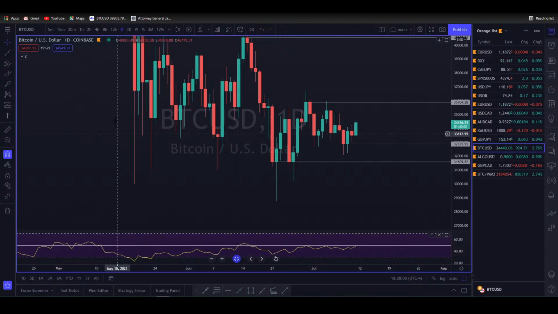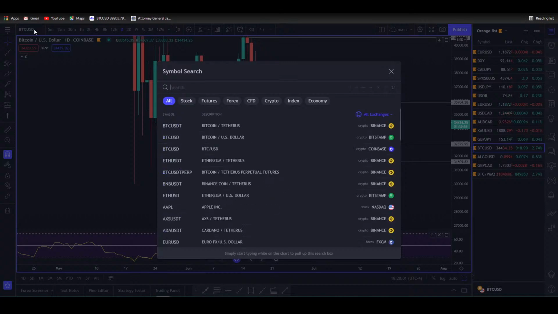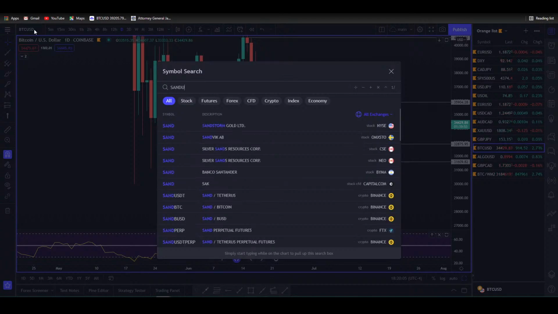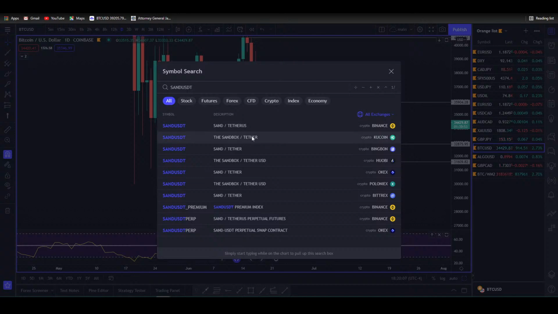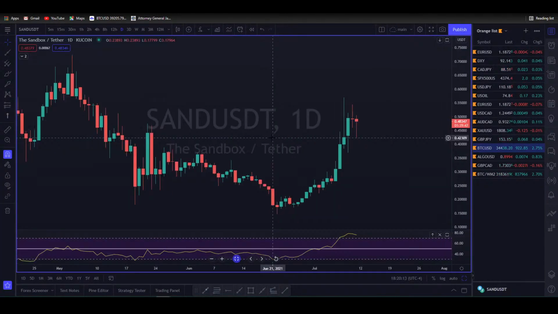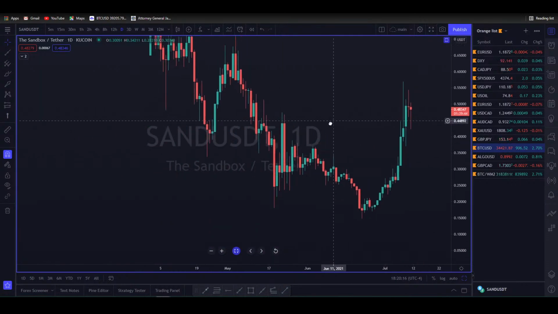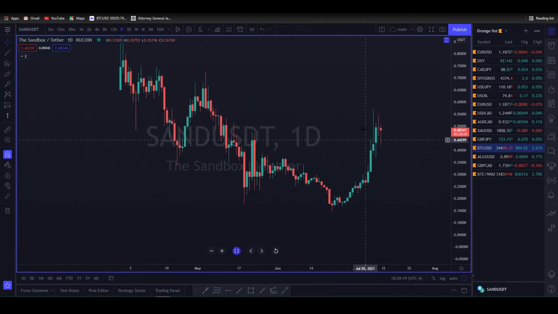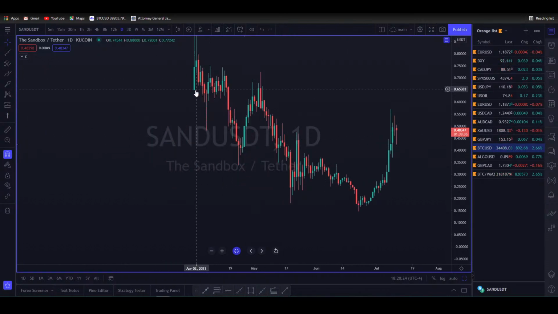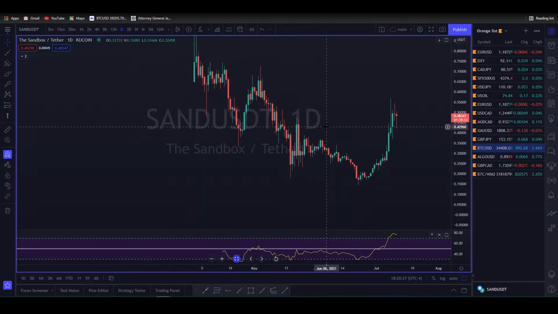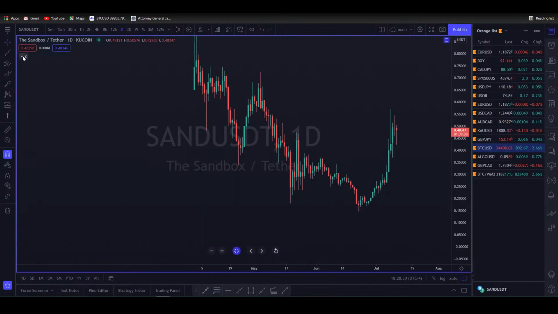SAND USDT. Uh-oh, what is this thing? SAND, The Sandbox, Tether. Let's go look at it on KuCoin just because I have KuCoin. And so far, liking it pretty okay. That's what I want to see Bitcoin do, but it's just not doing it. This doesn't have much data on KuCoin. Probably can't even put in a 100 exponential moving average. Yeah, it does, just barely. So it's not much data to go on.